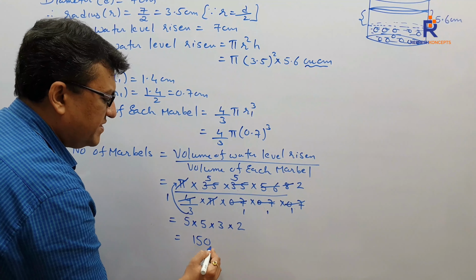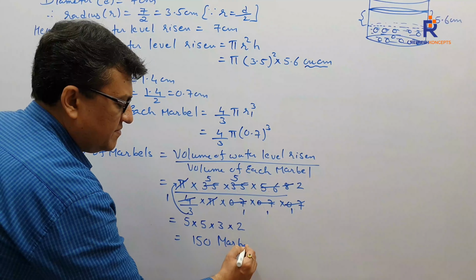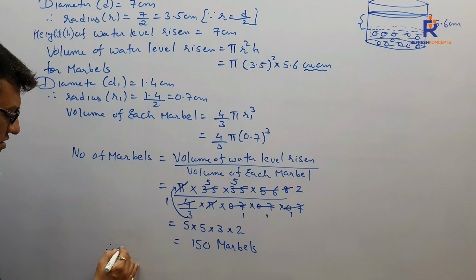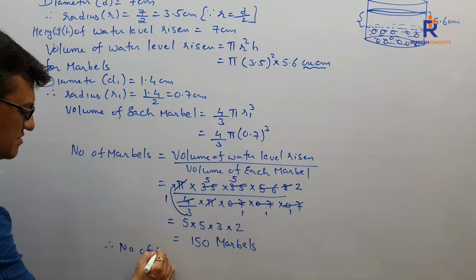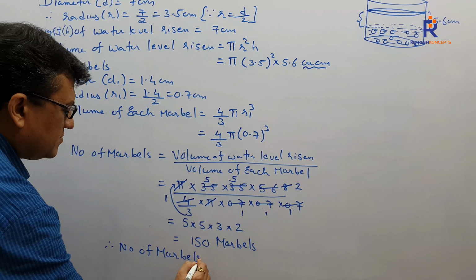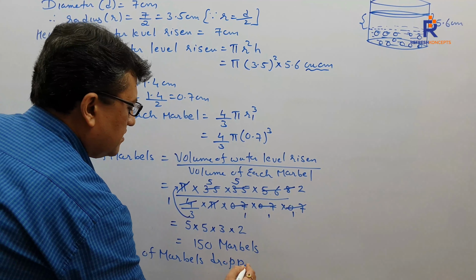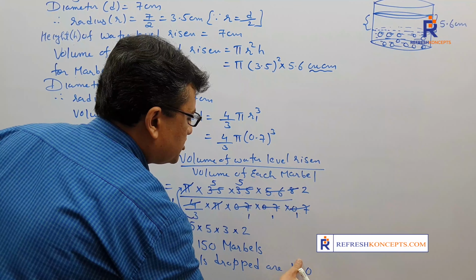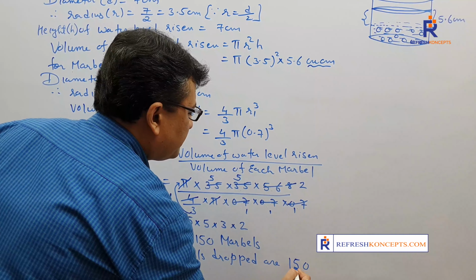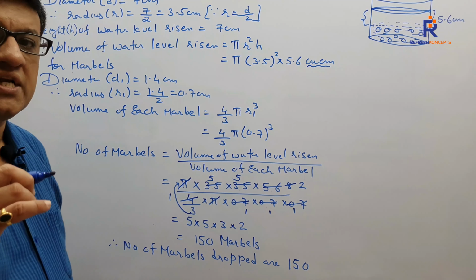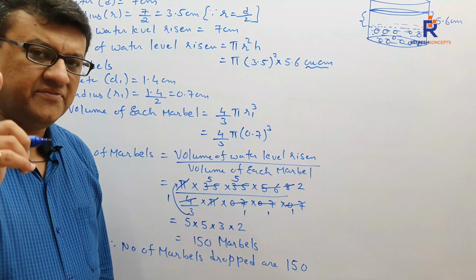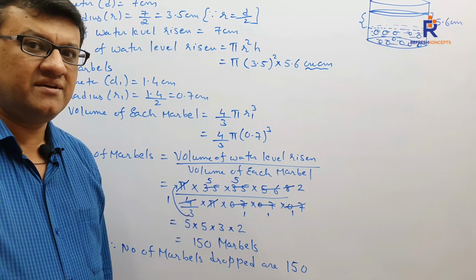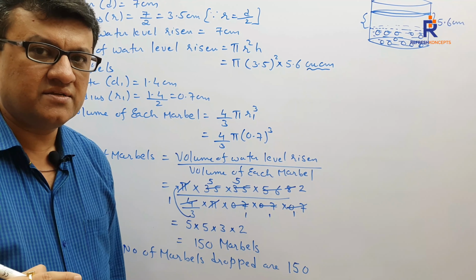So how many marbles have been dropped? 150 marbles have been dropped. Final answer: therefore, the number of marbles dropped is 150. Right, children? What did we learn from this sum? Whenever we have a question which is based on number, the answer is always volume of big upon volume of each small. Right?